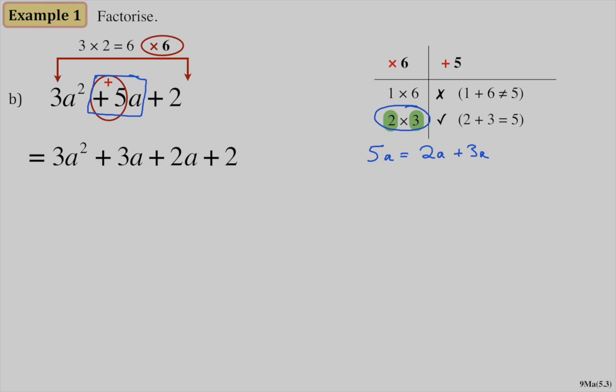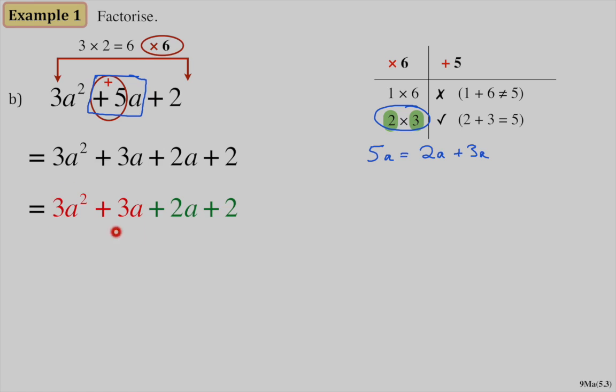Now that I've done this, you notice I have 1, 2, 3, 4 terms. That makes this a grouping in pairs question. So when I look at it, focus on just the first 2 terms. That's a pair of terms. Focus on the last 2 terms. That's a pair of terms.